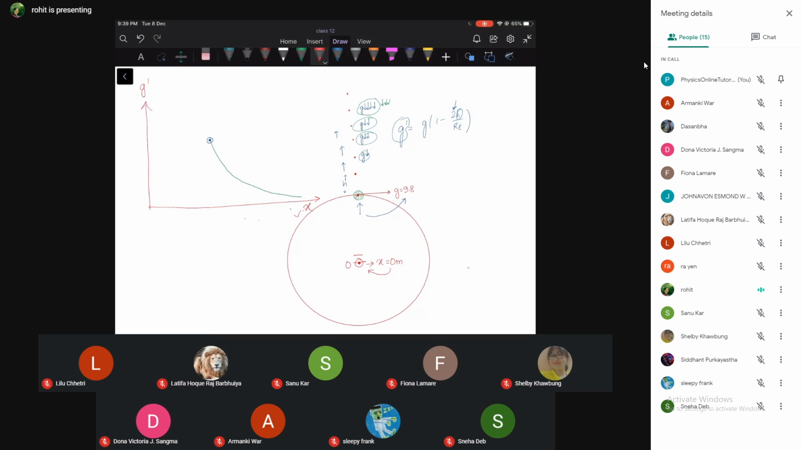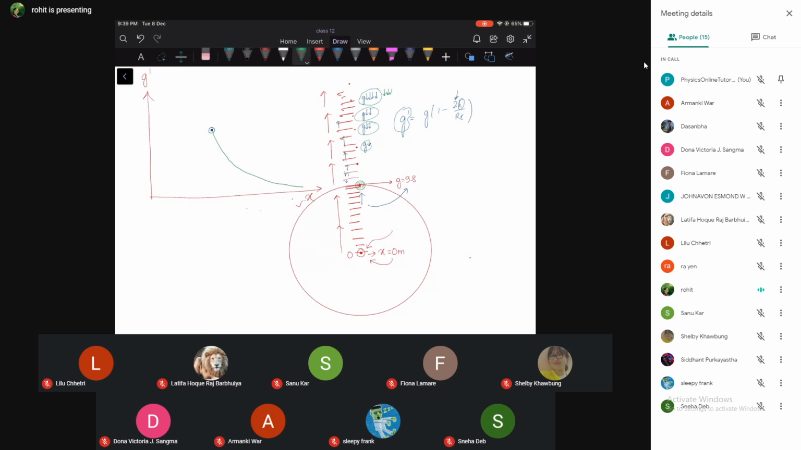We start measuring from here, and keep on going. We'll reach the surface, then we'll leave the surface and keep on going away and away. Now you all tell me, what happens to the value of acceleration due to gravity when X is 0 meters? We are at the center. At the center, I told you, there cannot be any acceleration due to gravity. That means the value of acceleration due to gravity at the center is going to be 0.